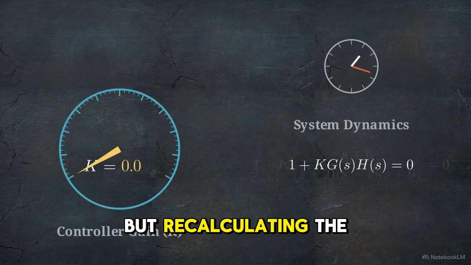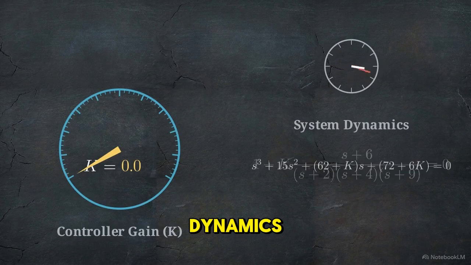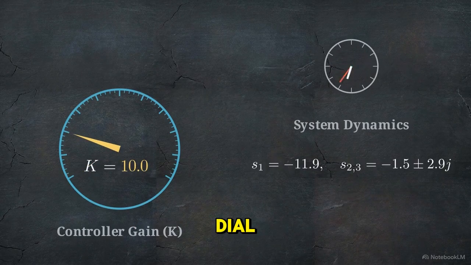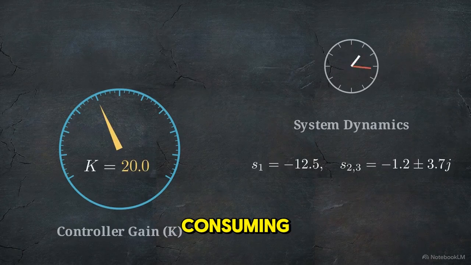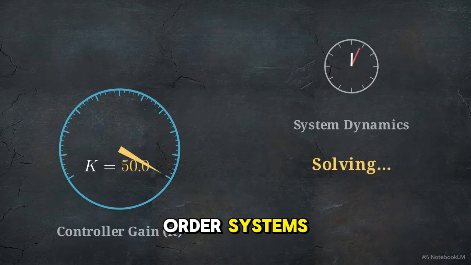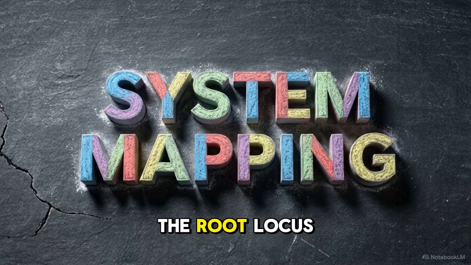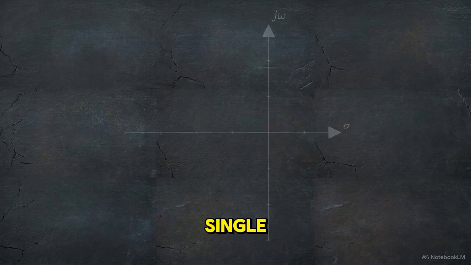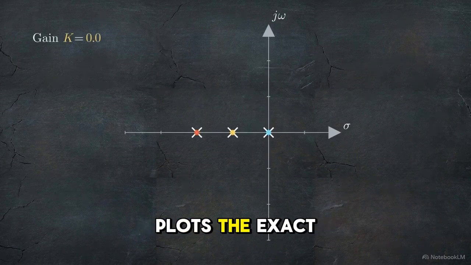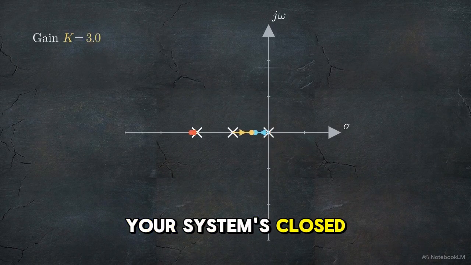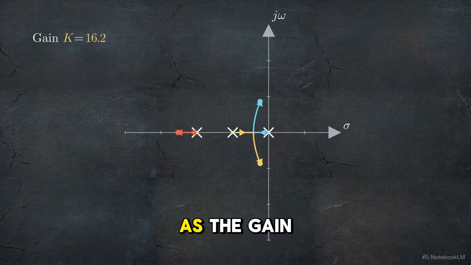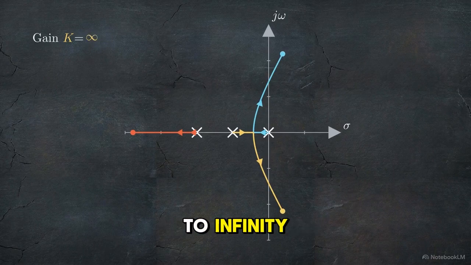But recalculating the closed-loop system dynamics for every possible turn of the dial is incredibly time-consuming, especially for higher-order systems. That is where the root locus comes in. It provides a single graphical map that plots the exact path your system's closed-loop poles will travel as the gain increases from 0 to infinity.